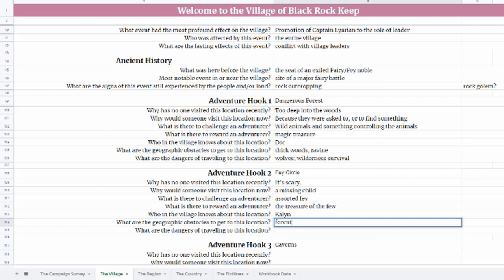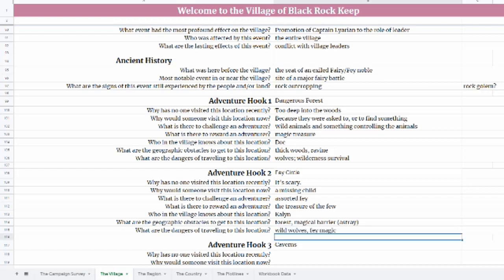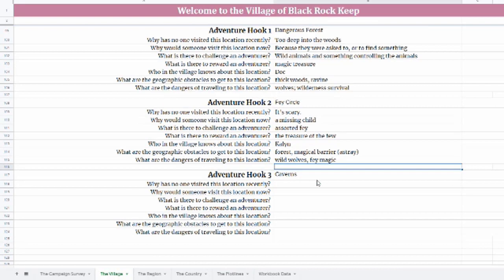And we're going to have a magical barrier. The Fae like to cast spells to send people astray. So it's not just going to be an easy wander into the area. There's going to be some magic trickery involved to get there. And what are the dangers of traveling to this location? Well, we still have those wild wolves out there. And then we have some Fae magic that's going to be a factor.